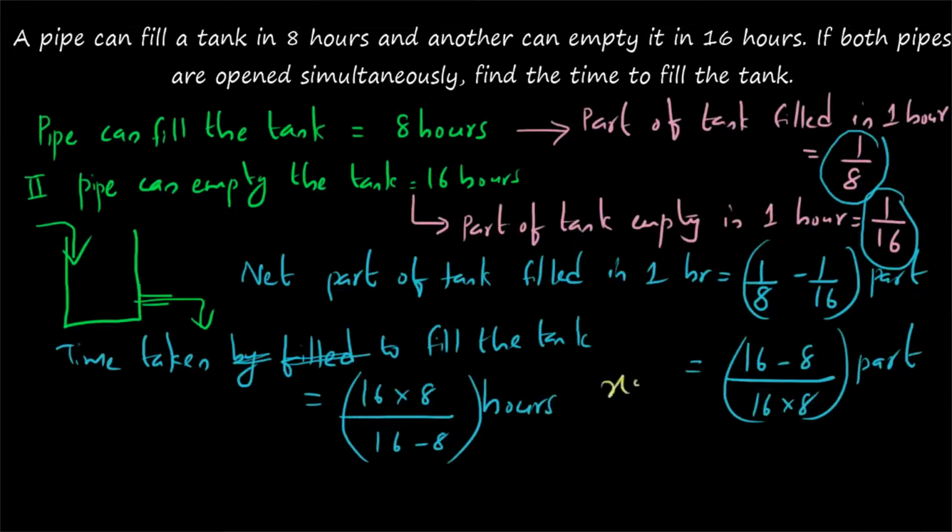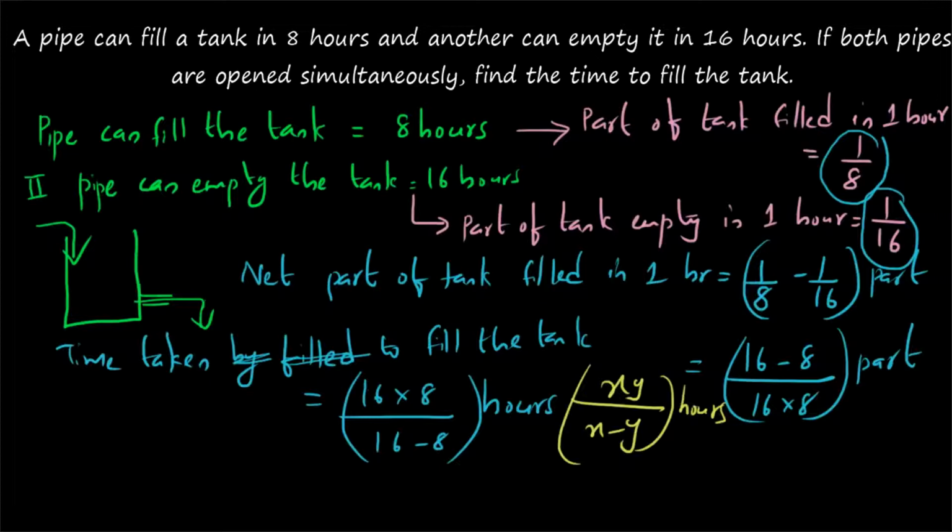It will be xy divided by x minus y hours. So that will be the general formula. One tap is filling the tank in x hours and the second tap is emptying the tank in y hours. So the total time taken for the tank to be full will be equal to xy divided by x minus y. You can just remember they are doing opposite actions. One pipe is filling the tank, the other pipe is emptying the tank. So the difference will come in the denominator.